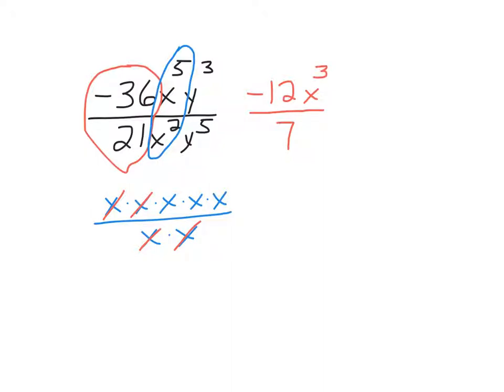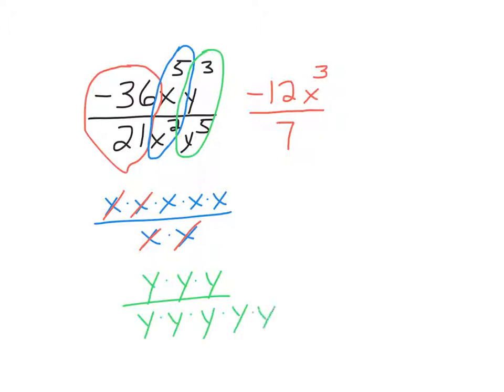Then when I take a look at my y's, once again, if I wanted to, I could write it out. I have y times y times y over 5 y's, y times y times y times y times y. And if I cross out y's, you can see that I'm going to be left with y squared on the bottom. Once again, I'm just taking a look at my exponents, 3 and 5.